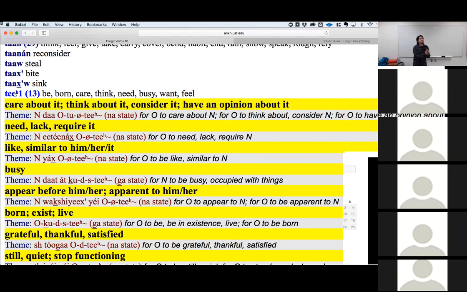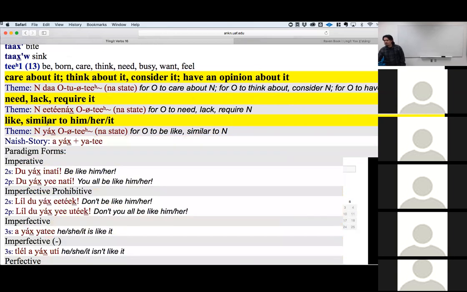So the way you make a new verb in Tlingit is you can either change the classifier, and that becomes a different verb. You can add a thematic prefix or change it. Now it becomes a different verb. Or there's some verbs where you just add some things in front of it, and now it's become a new verb. So we see to be like something.